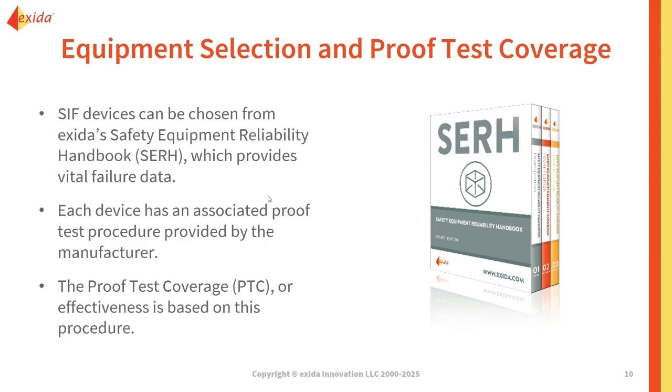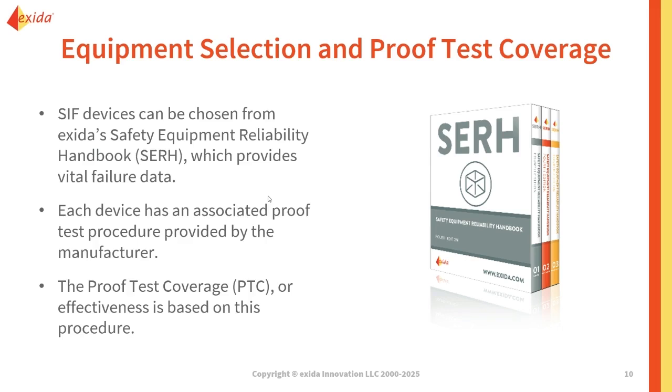The basis for the proof test coverage in the database is the procedure that the manufacturer provides in their safety manual. So we look at the procedure and we determine how many dangerous undetected failures can be revealed by using this procedure. And that helps us determine the proof test coverage. So when you select a device from the database, it's not only automatically applying the failure rates to your calculation, but also automatically applying this proof test coverage. That means it's pretty important to understand what that procedure is.